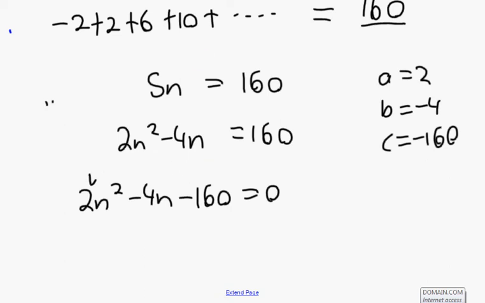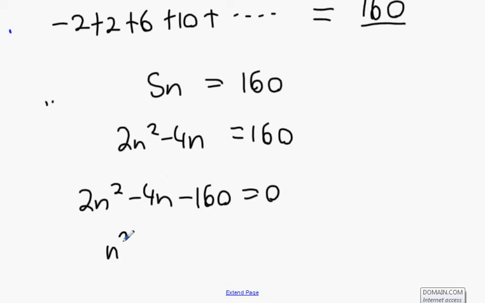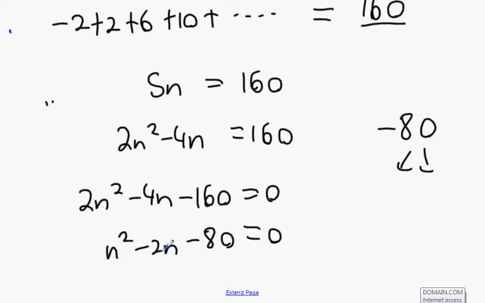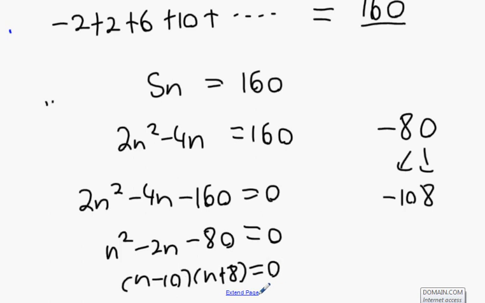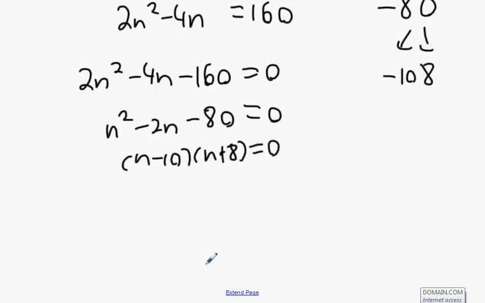So we'll do what Sam told us to do, probably the smartest thing. We're going to divide by 2, and what we're going to get is n squared minus 2n minus 80. 2 numbers that will multiply to give you minus 80, but add to give you minus 2: minus 10 plus 8. n minus 10, n plus 8 equals 0. What happens next? n equals 10, or n will equal minus 8. Can n be equal to minus 8?